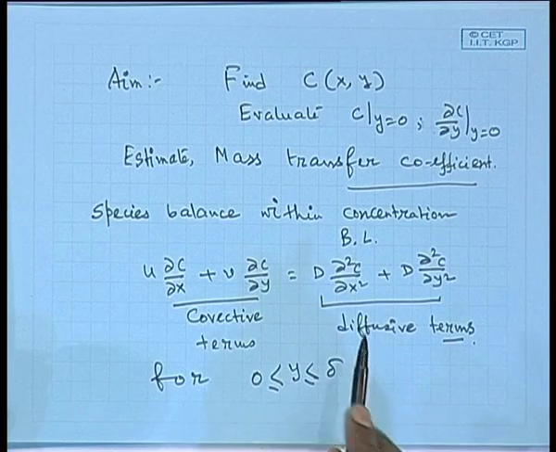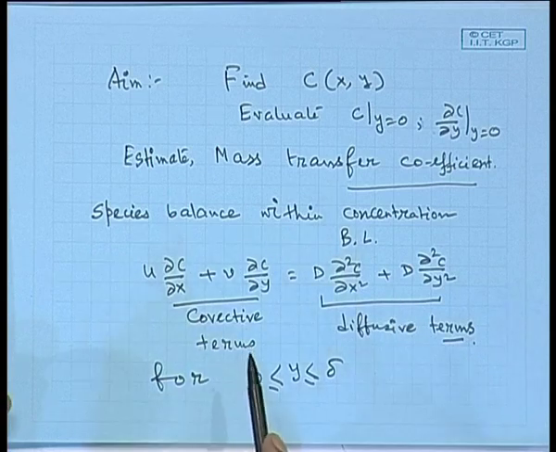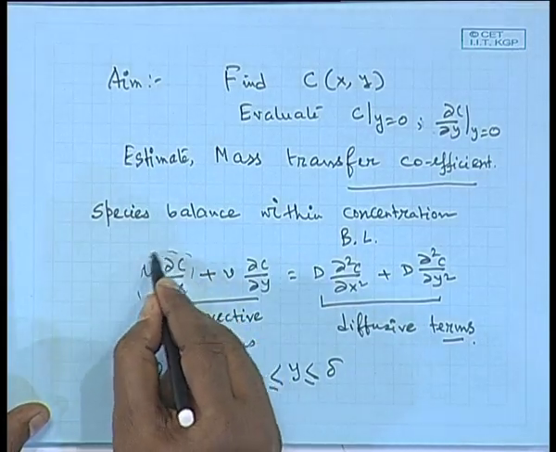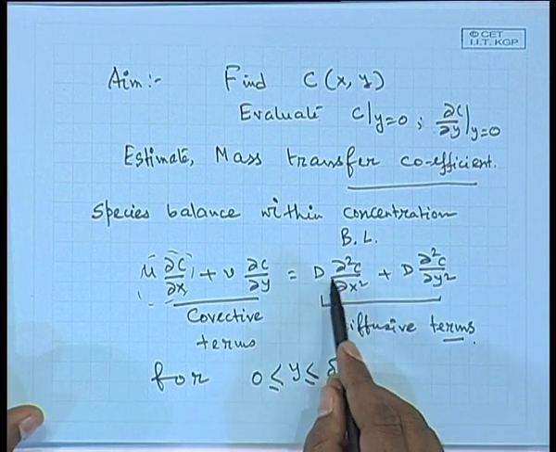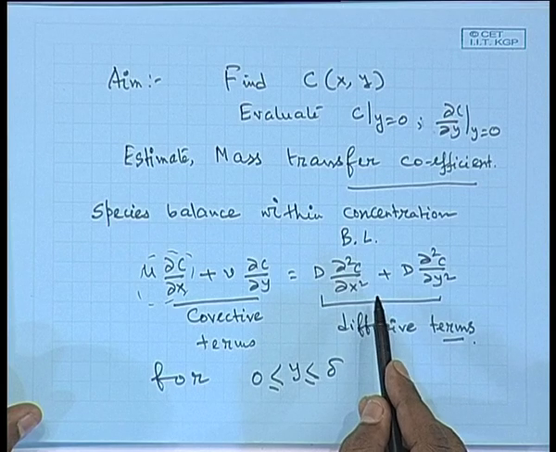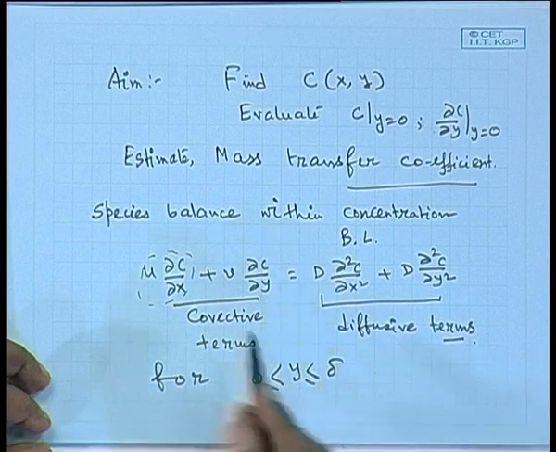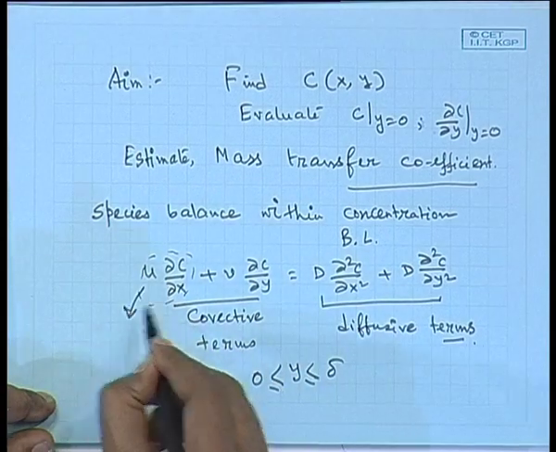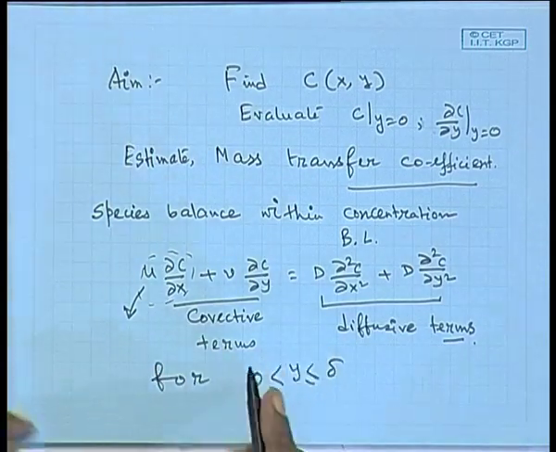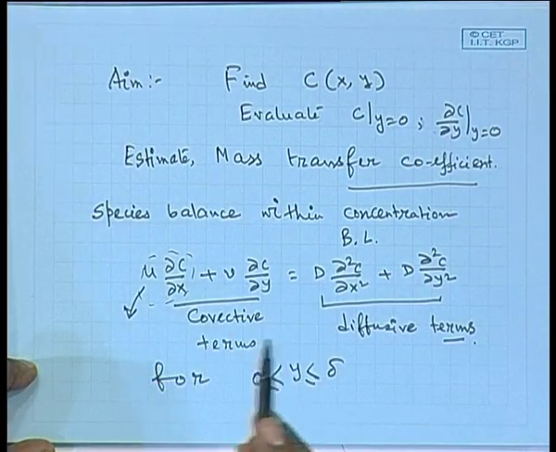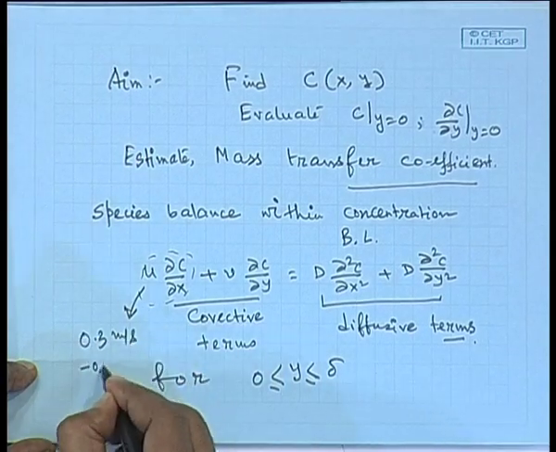Now, the convection in the x direction is given by this term U del C del x. The diffusion in the x direction is given by this term D del square C del x square. In fact, the variation of concentration in the x direction will be extremely small. Or in other words, typically the order of magnitude of U, the cross flow velocity or the cross sectional average velocity in the x direction, will be in the order of 0.3 meter per second to 0.5 meter per second.